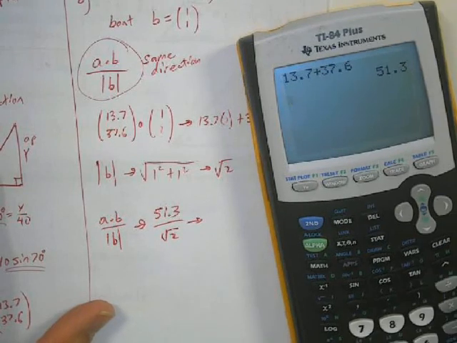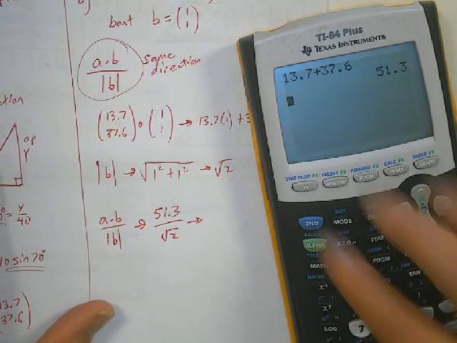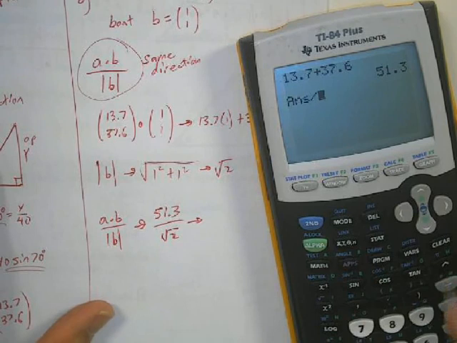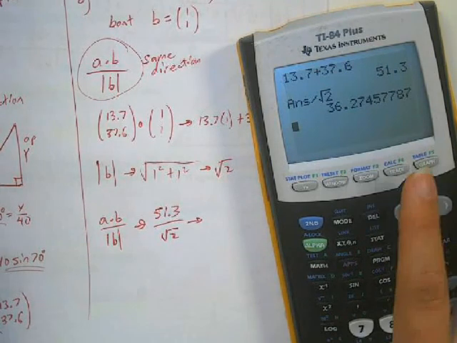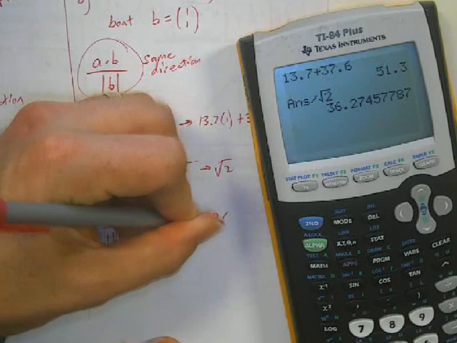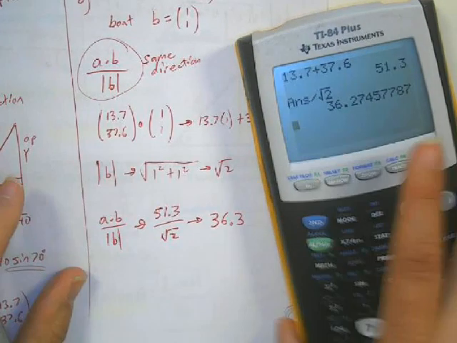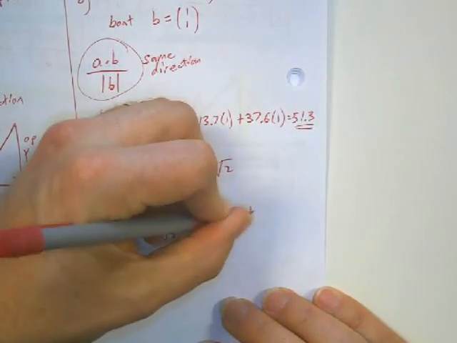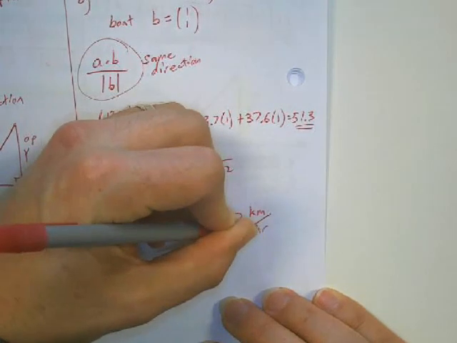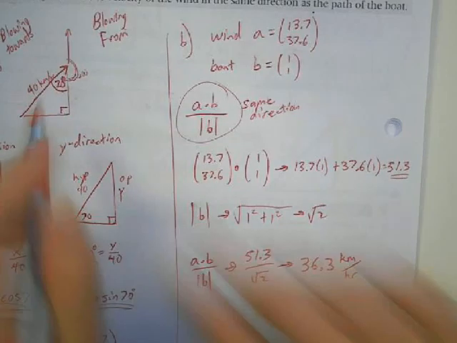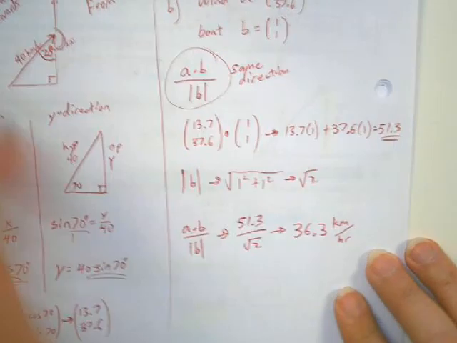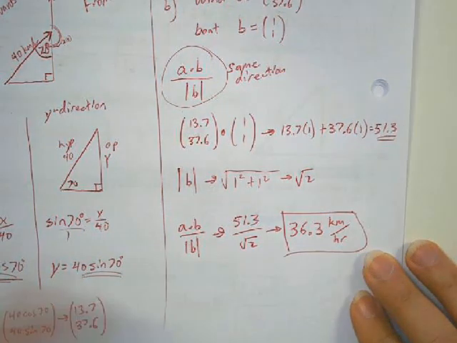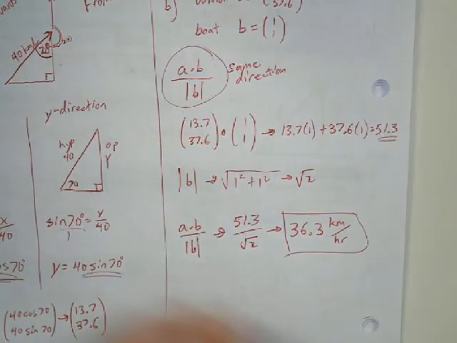So that answer divided by square root of 2, and we get 36.3 kilometers per hour, and that is the component of the velocity of the wind in the same direction as the path of B. Okay, and the other examples I will do in a separate video.